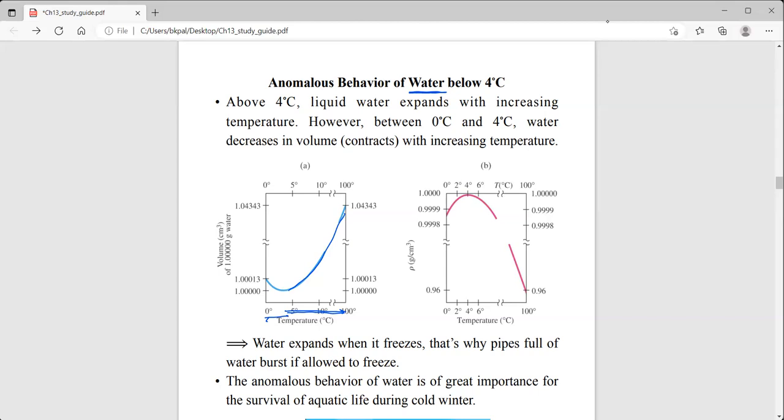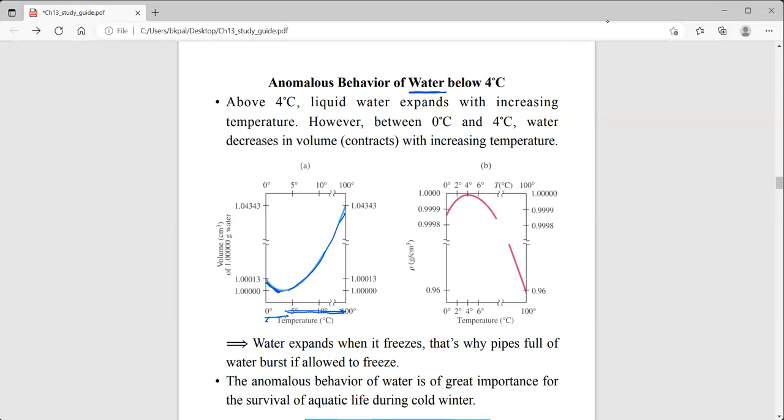But below 4 degrees Celsius, when you are increasing temperature from 0 to 4, you see that the water is contracting, I mean, decreasing the volume. Okay, so you see it is going down. Going down means decreasing the volume. So water behaves differently between 0 degrees Celsius and 4 degrees Celsius.